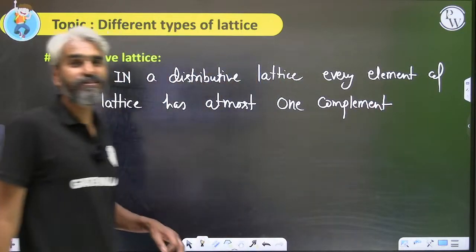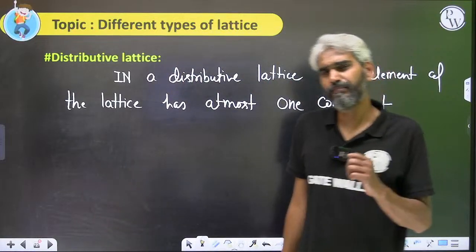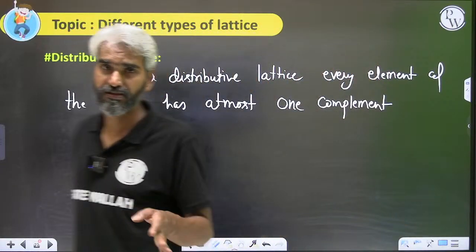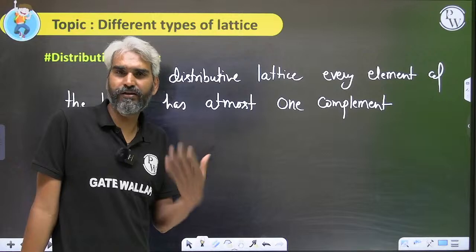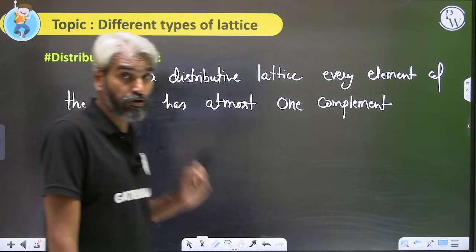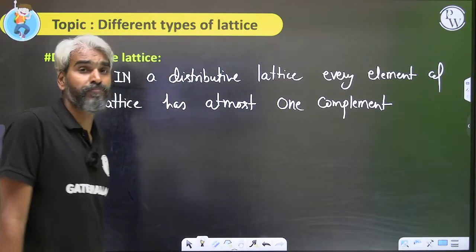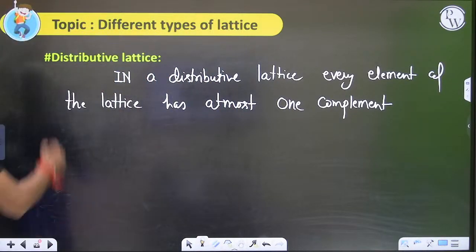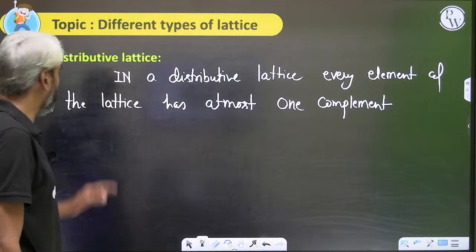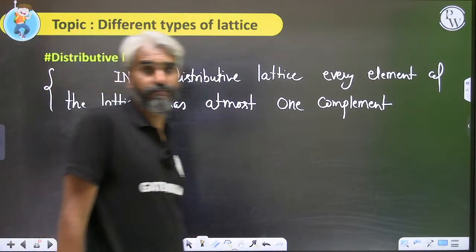Come on, what did we say? In a normal lattice, the number of complements for an element can be anything. There is no restriction: 0, 1, more than 1. In a complemented lattice, every element should have at least one complement. In a distributive lattice, every element of the lattice has at most one complement.